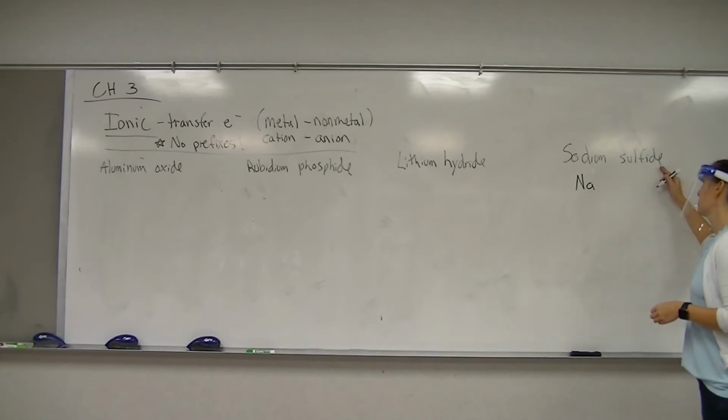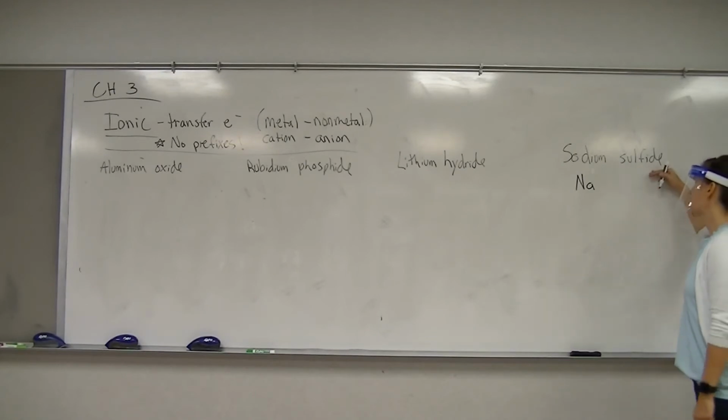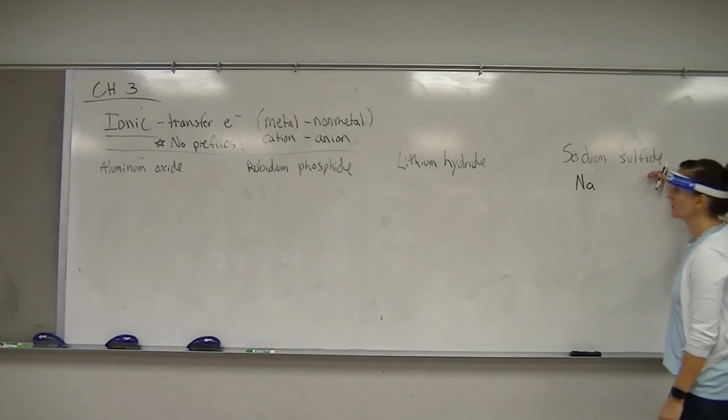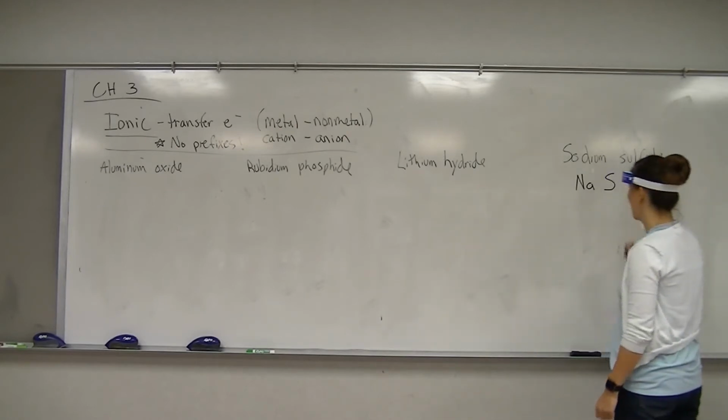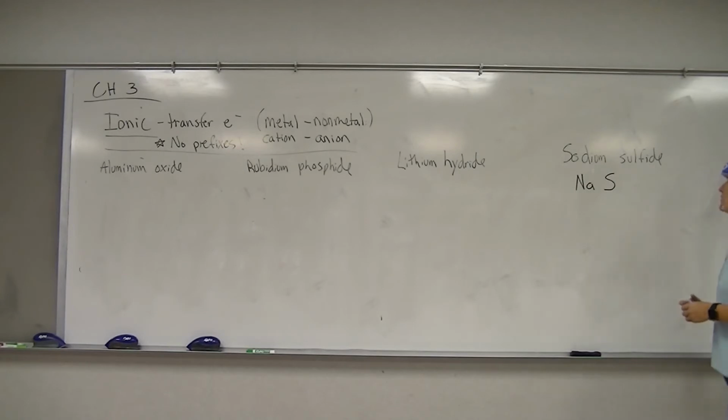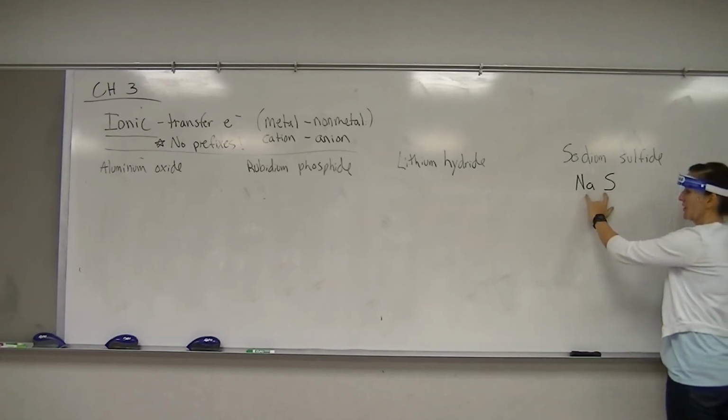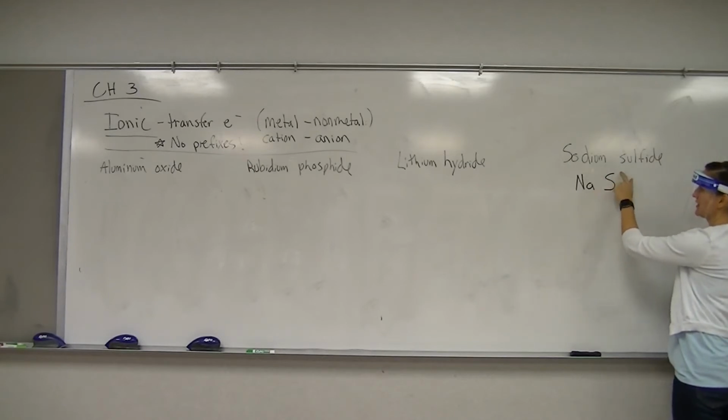Well, what about the second portion, sulfide? This is just the ide version of sulfur, so its chemical symbol is just S. Okay, but we need to go a step further. We need to not just write down their chemical symbols, we also want to write down their charges.